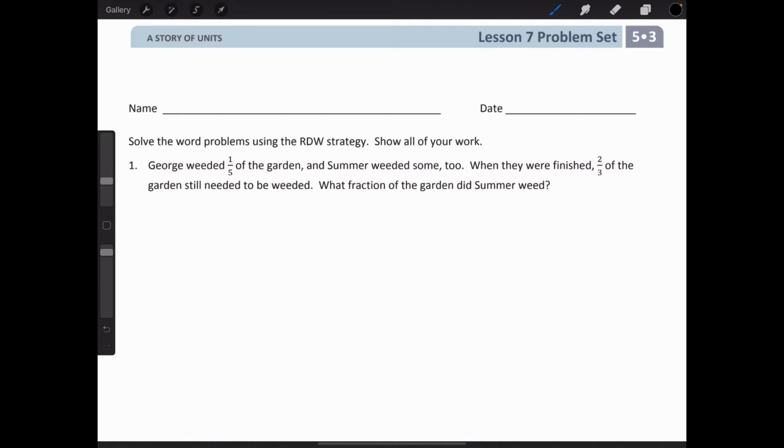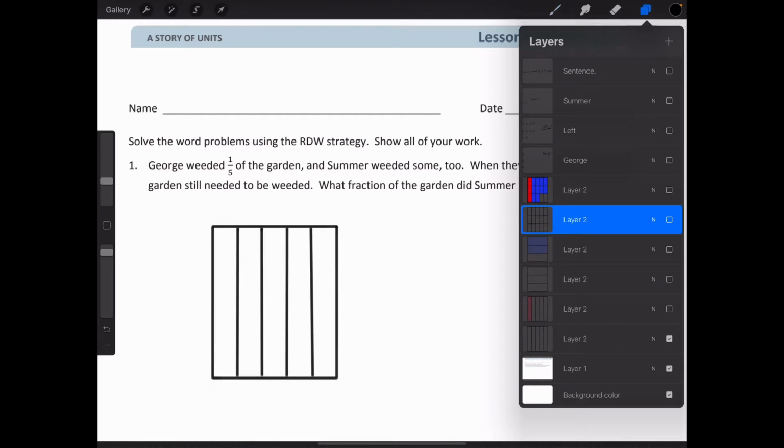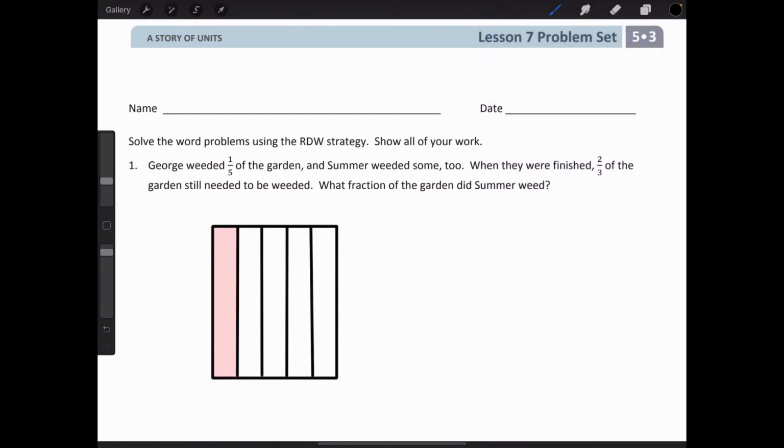All right, I'm going to start off by drawing a garden in the form of a rectangle. And I'm also going to draw that rectangle cut into fifths, because the first part of the sentence says that George weeded 1/5 of the garden. So we're going to start off with a garden that looks like that. And I know that George weeded this much of the garden. We don't have any information for Summer yet, because all it says is that Summer weeded some too, but it doesn't give me any specifics.